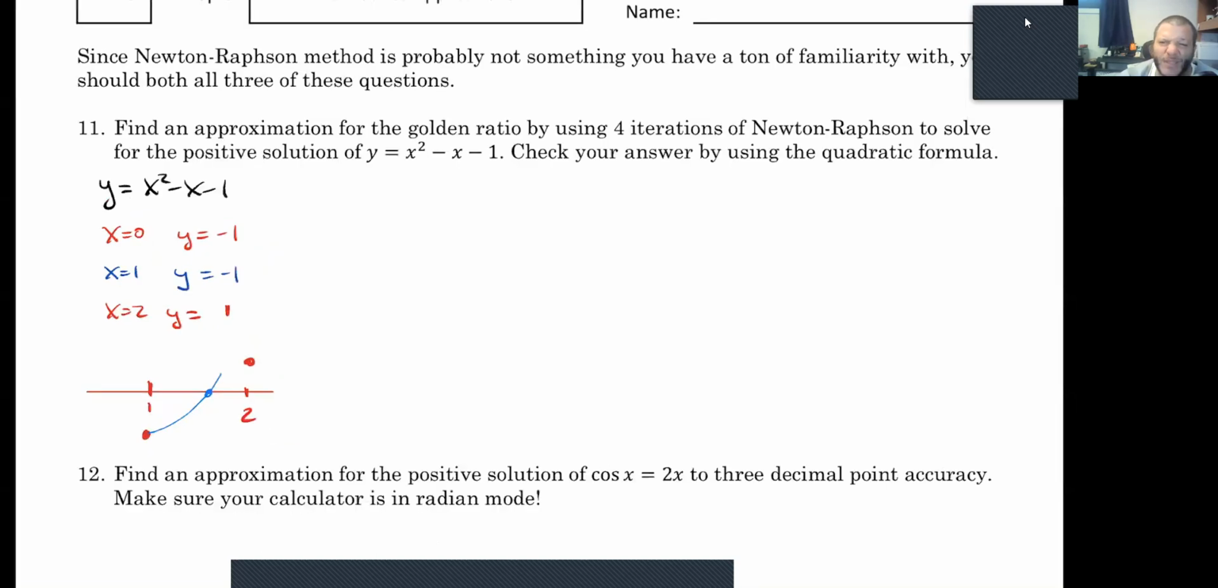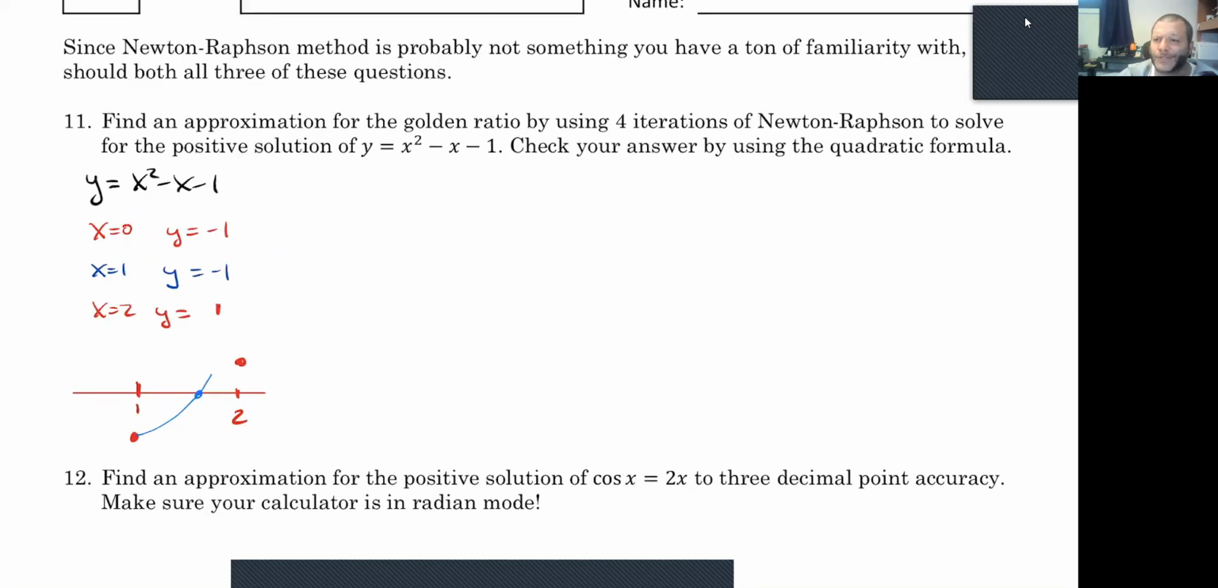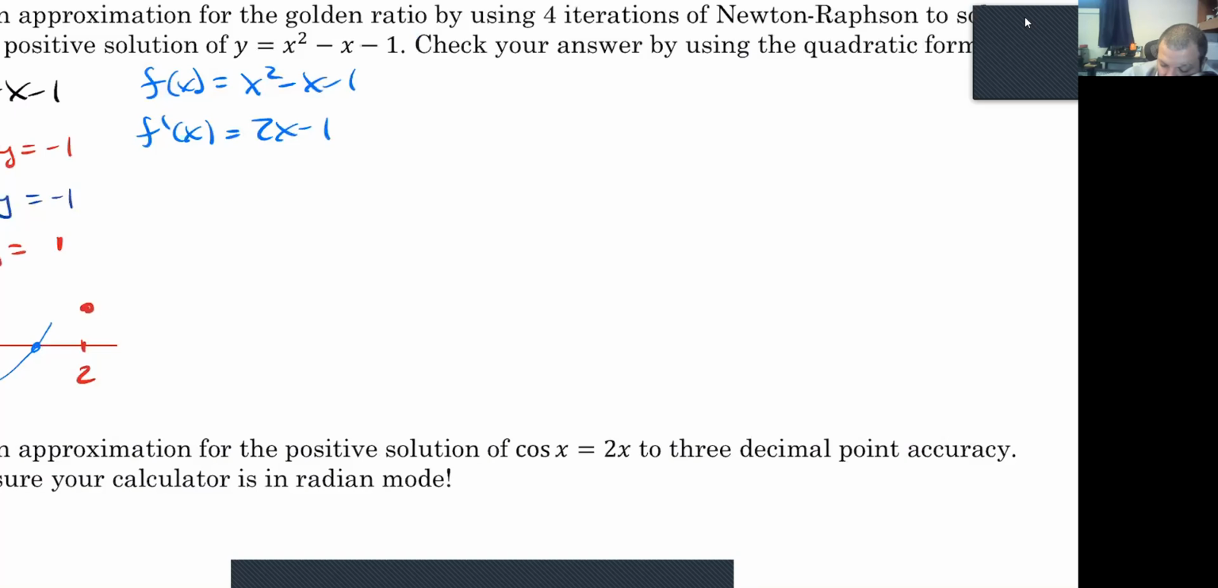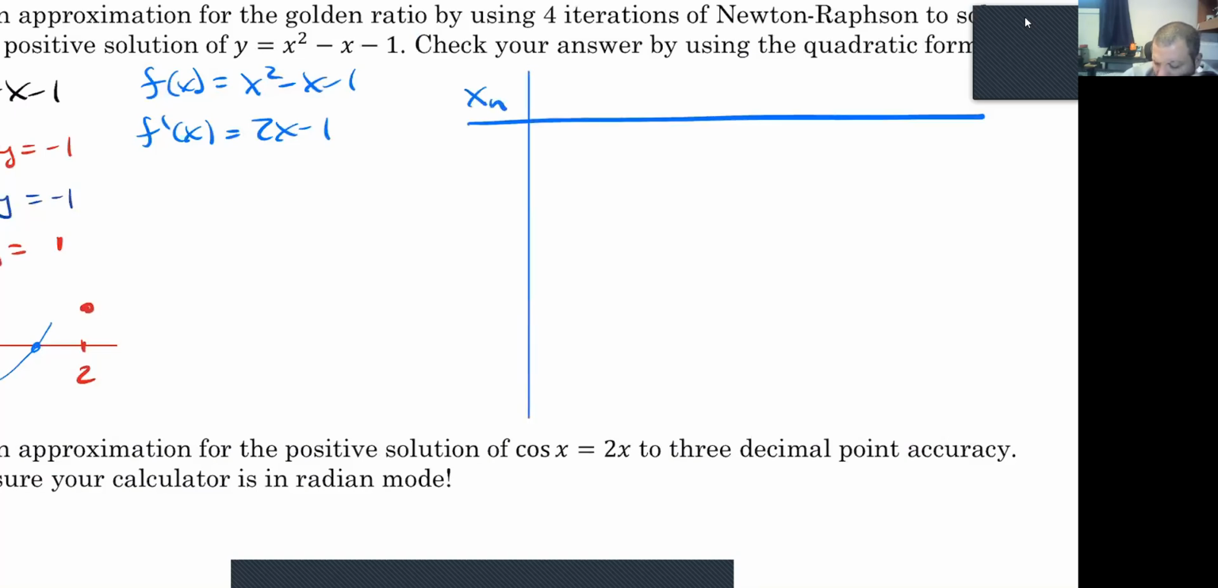All right, so in this case, probably something like 1/2 would be a good initial guess. I'm going to just go with, say, x is equal to 1 as my first thought. So when we're using the Newton-Raphson method, we need our function, which is x squared minus x minus 1. We also need a derivative, which is going to be 2x minus 1. We can set up an iterative table. We have our initial guess, and I'm going to make my initial guess, in this case, 1.